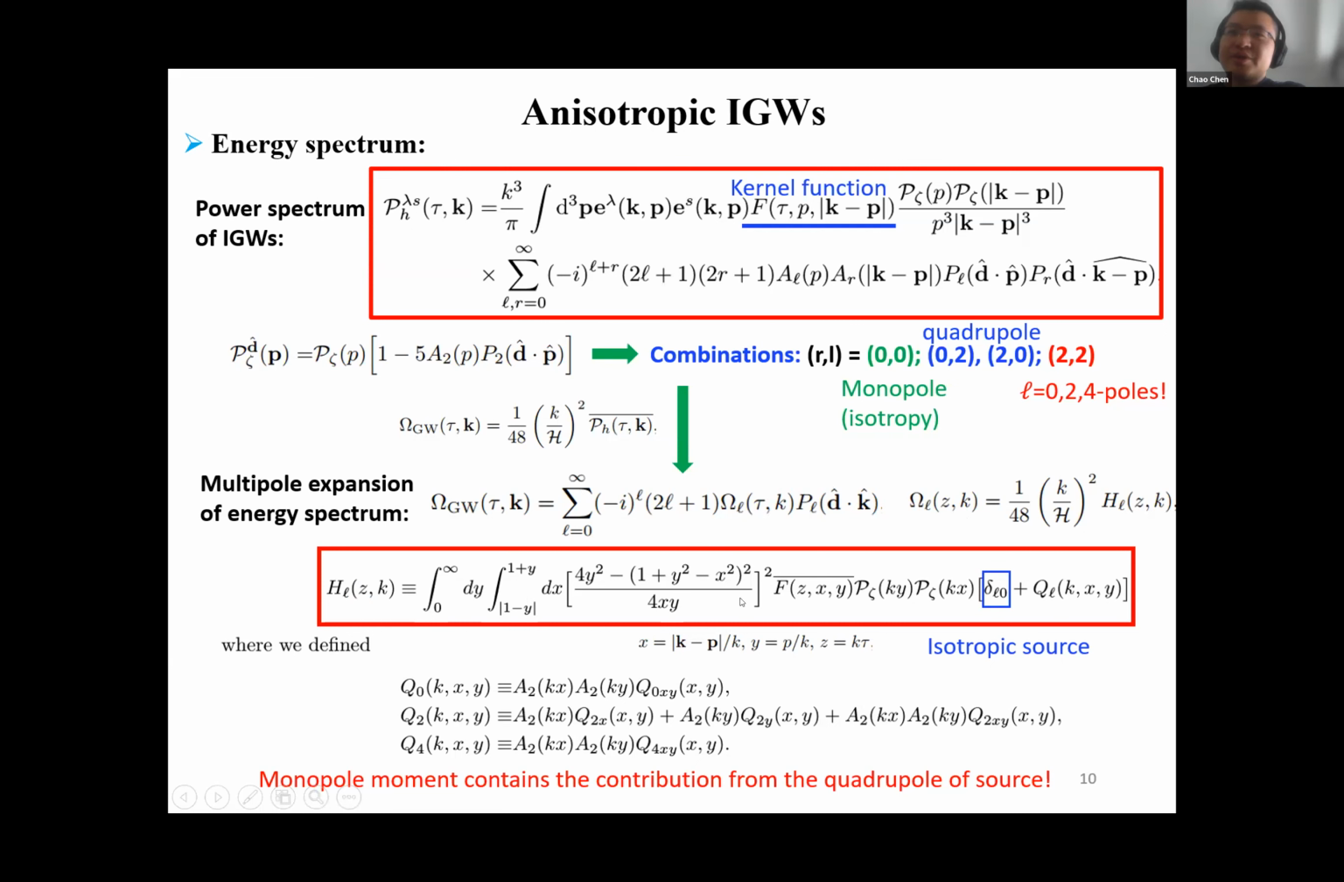Okay, thank you. So here we have the expression. The delta function refers to the isotropic source, and the Q_L function is the contribution from the anisotropy of the source. The most interesting thing is that even for the monopole moment of the induced gravitational wave, you have a contribution from the quadrupole of the source. That means, in principle, you can detect the anisotropy even in the monopole moment of the induced gravitational wave. So it will be easier to detect the quadrupole moment and the higher order poles of the induced gravitational waves.